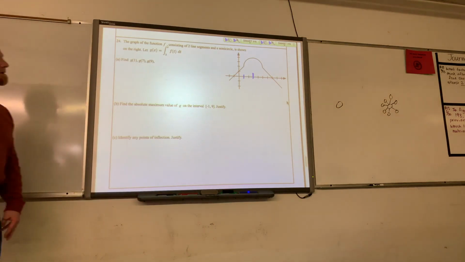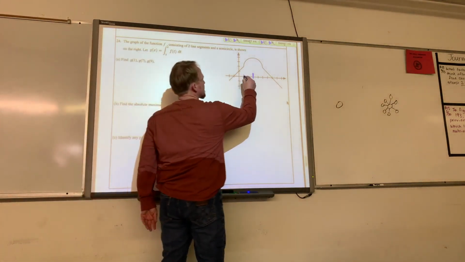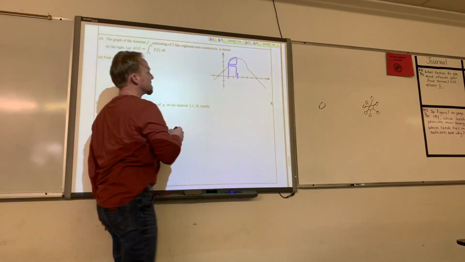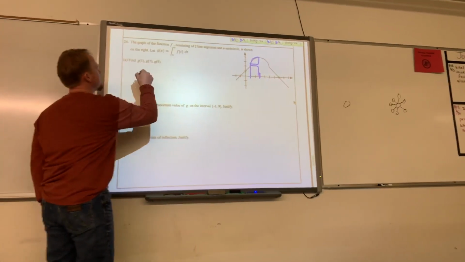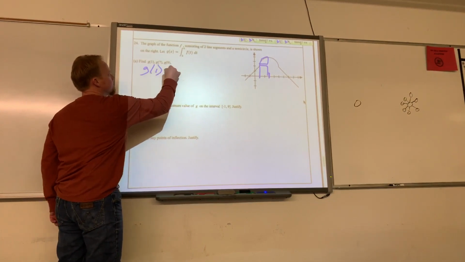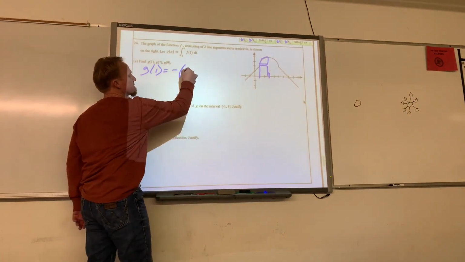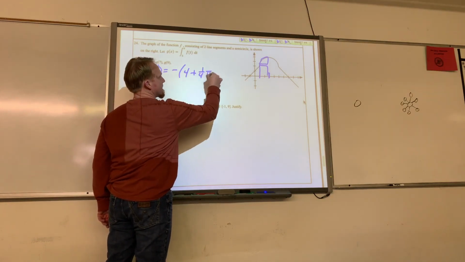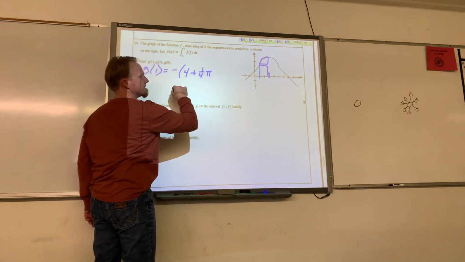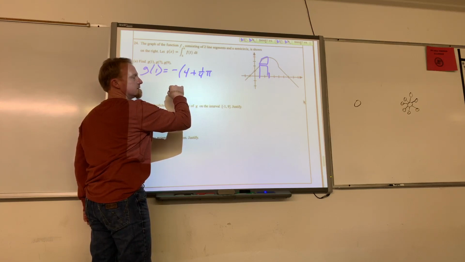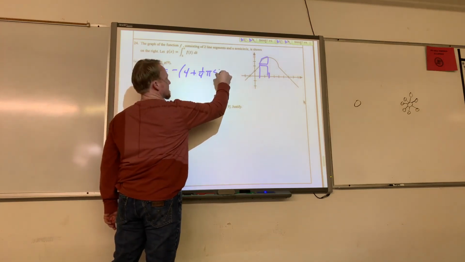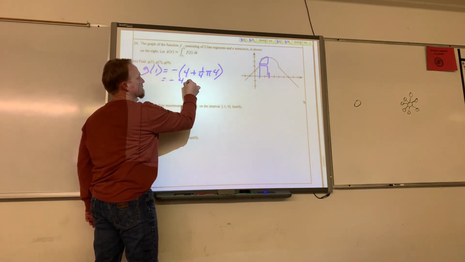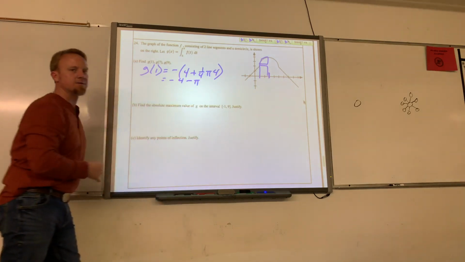Negative. Make it negative. On this, I have that, and then I've got my quarter circle. So that is 2 by 2. So g of 1, I'm going to be negative. That's going to be 4. And then I have a quarter circle, which is 1/4 pi r squared. My r in this case is 2. So 2 squared is 4. So we're looking at negative 4 minus pi for g of 1.